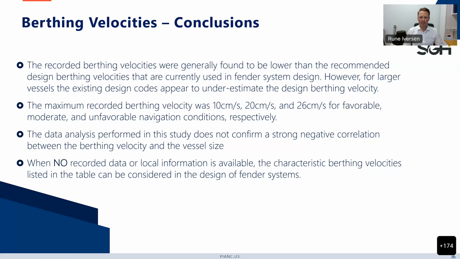Maximum recorded berthing velocity was 10 centimeters per second, 20 centimeters per second, and 26 centimeters per second for favorable, moderate, and unfavorable navigation conditions. The data analysis really does not confirm a very strong negative correlation between the berthing velocity and vessel size. So really, once you get over a certain vessel size, berthing velocity does not change much. And if there's no recorded data or local information available, berthing velocities listed in the table I showed you here can be considered in the design of fender systems.